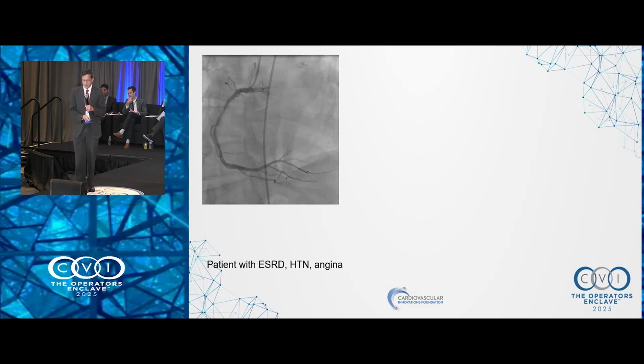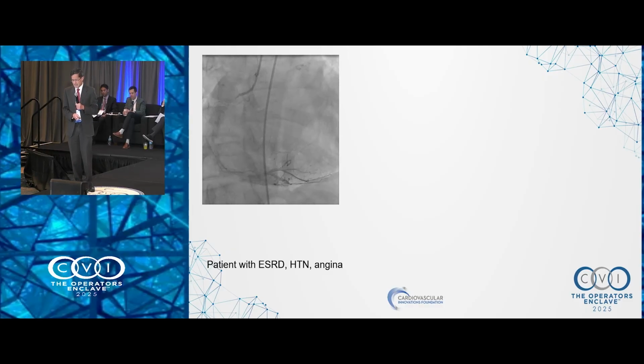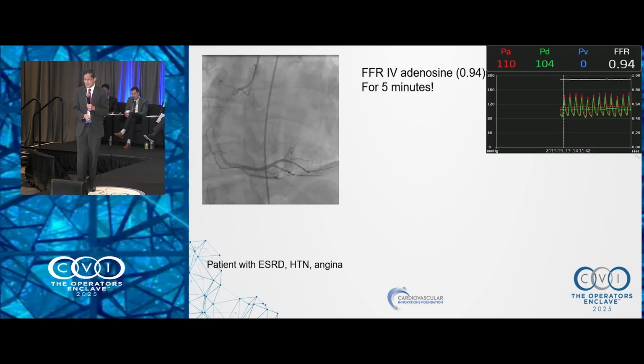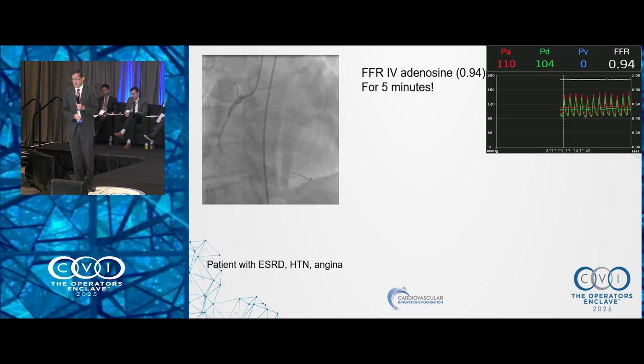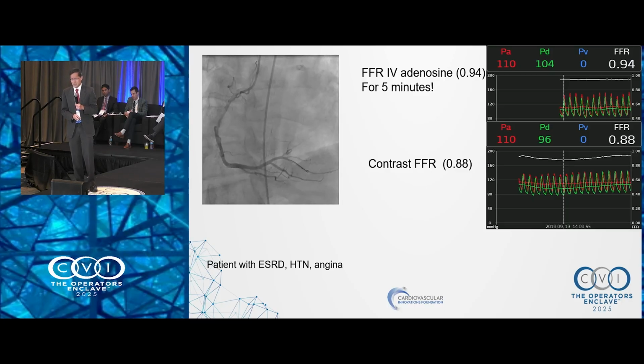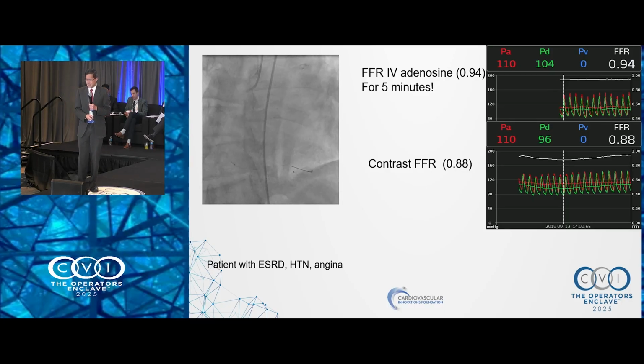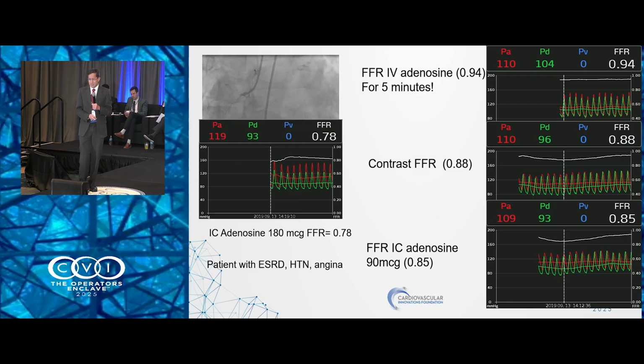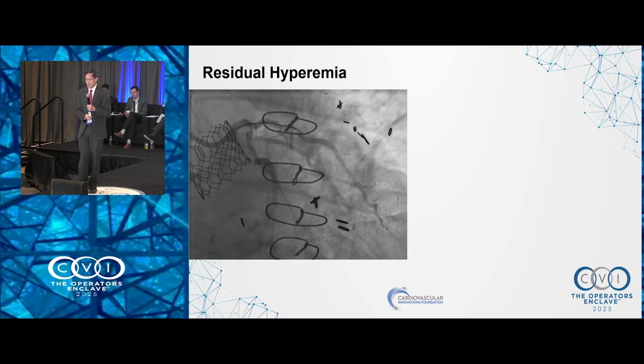Here's another case where he wasn't necessarily drinking coffee, but this patient had end-stage renal disease, hypertension, and angina, has some LVH, and for 5 minutes, IV adenosine was administered and had no effect really on the resting ratio. It didn't change at all from 0.94. But we knew again that if contrast was given, it would actually cause a mild hyperemia. And so we gave IC adenosine, 90 micrograms, and drove this down to 0.85, and then a much larger dose, 180 micrograms, 0.78. So IC adenosine allows you to give it faster, it allows you to give larger and larger doses, and then ultimately get the answer that is truly maximal hyperemia.